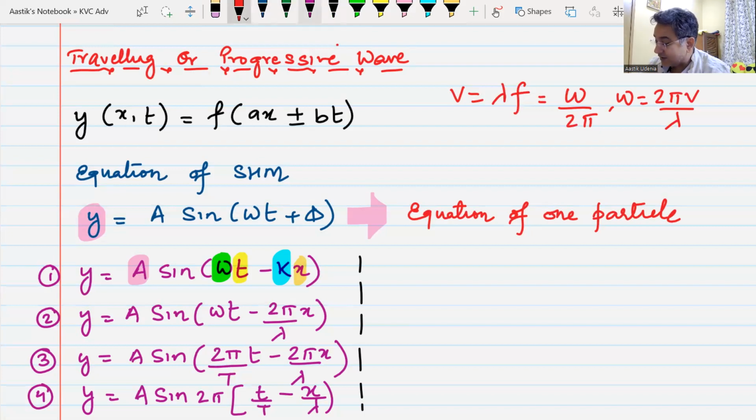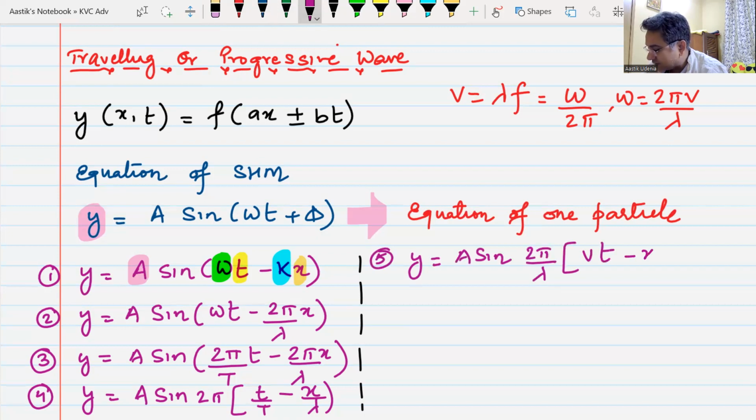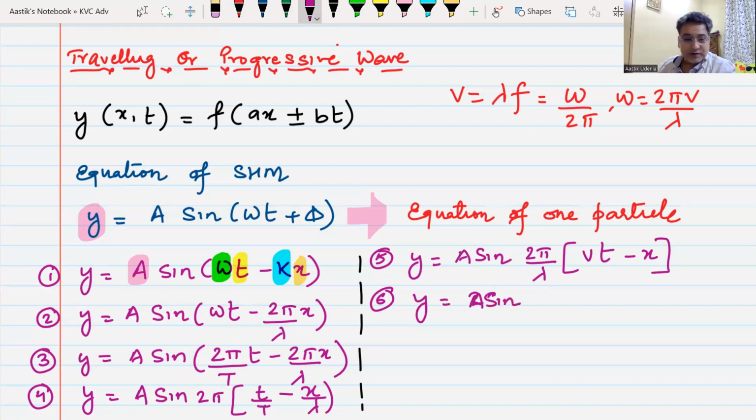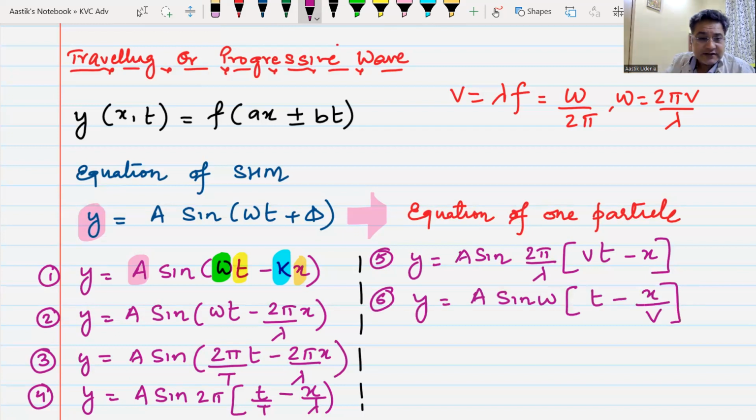Now, if I write it like this, then I can write the wave equation in the fifth form. Y is equal to A sine, I can take 2 pi by lambda outside. I write it as Vt minus x, in terms of the speed of the wave. Do we understand what I've written here? And then using the same relation, I can write it in this form. Again, there are more permutations possible, but these are the most commonly appearing forms. Sine of, you can take omega outside, t minus x by v.